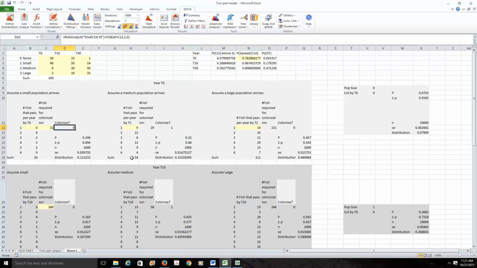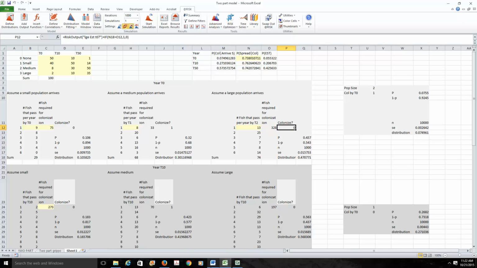Let's take a look at the medium population iteration here. Here we had 54 fish getting through, and here we were saying, well, what if 29 are required? Then the answer is a 1. We would have colonization. And if we take a look at the numbers here for the large population, 111 fish get through, but this says, what if 131 are required? Then once again we'd say, well, then there is no colonization.